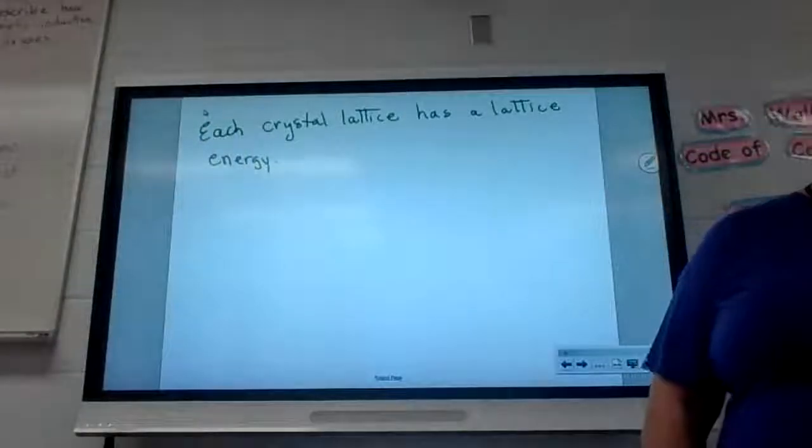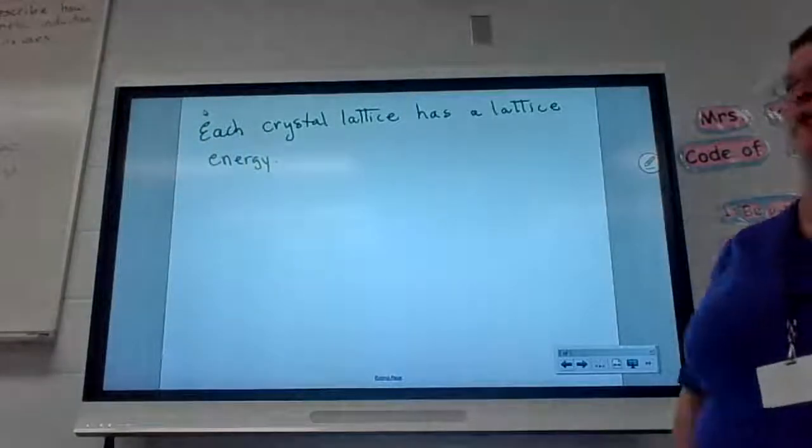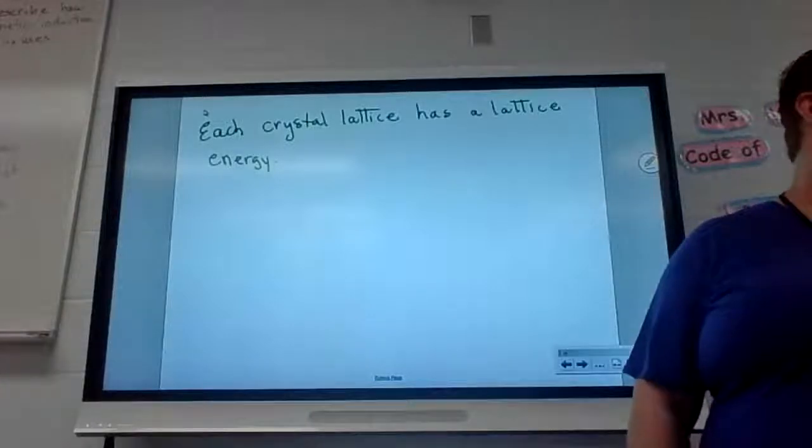let's finish this so I don't have to come back to it tomorrow. Okay. All right, so each crystal lattice has a lattice energy.